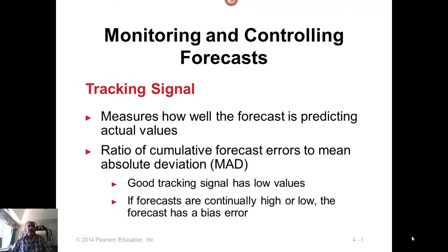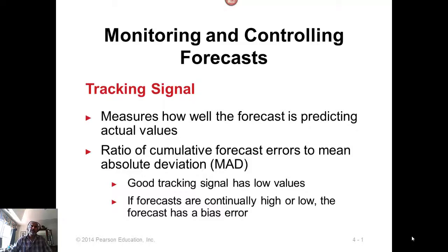Next, let's look at what is called tracking signal. Tracking signal is used to monitor a forecast and see whether it is continuing to produce good, accurate forecasts for us. So once you do an analysis, you figure out what model to use and what parameters to use, and then you set it up in an automated fashion, and the new data comes in and a new forecast gets calculated automatically using the formulas that you have set up.